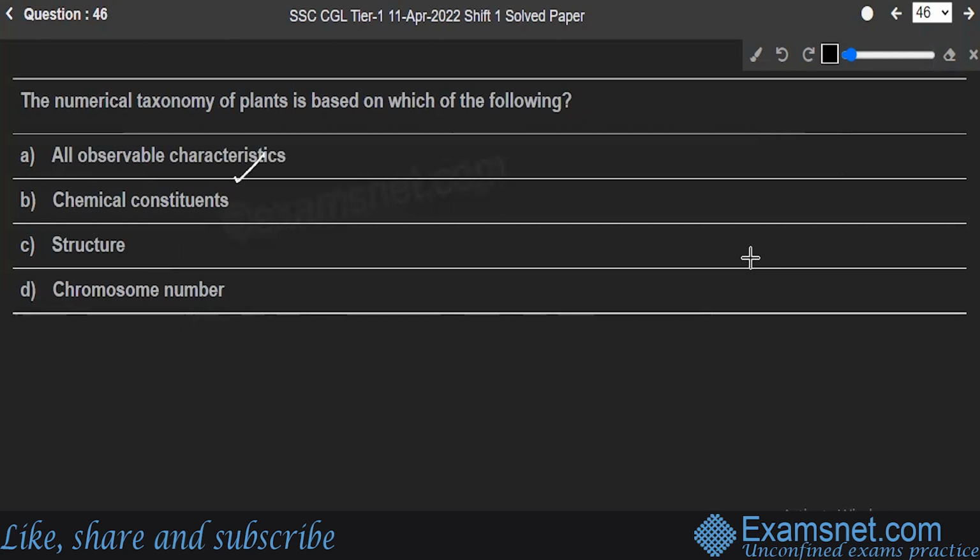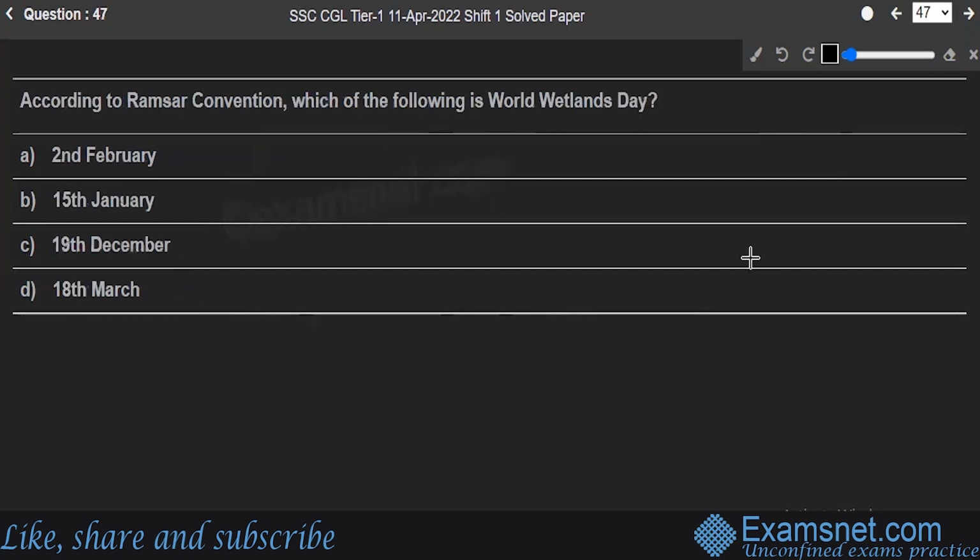Numerical taxonomy is a biological systematics classification system that deals with the numerical grouping of taxonomic units based on their character states. Its goal is to establish a taxonomy utilizing numerical algorithms such as cluster analysis rather than subjective property evaluation. So, the correct answer for this question is option A. Next question, number 47.